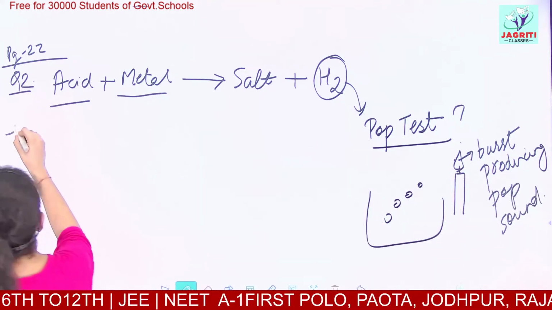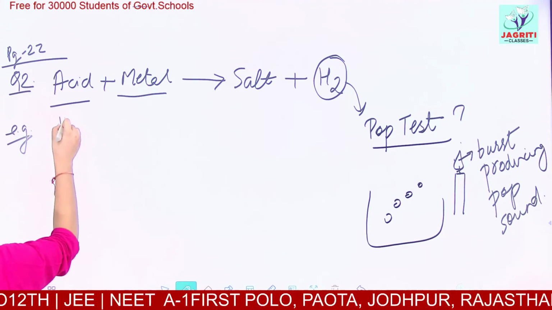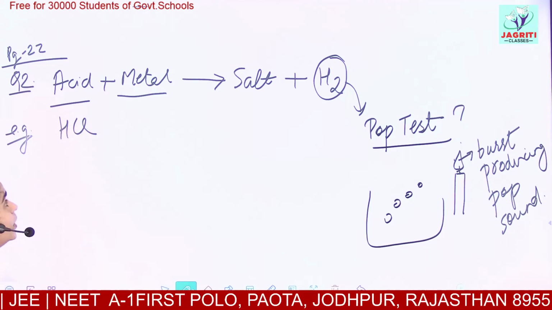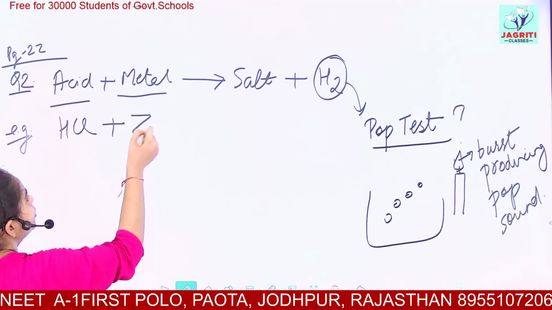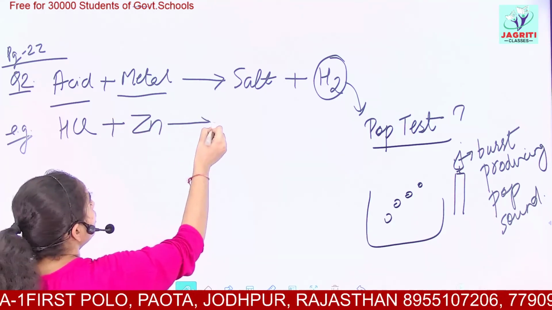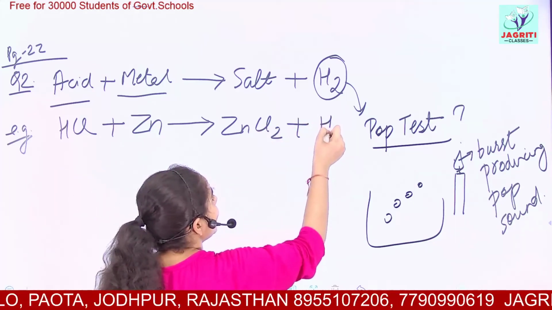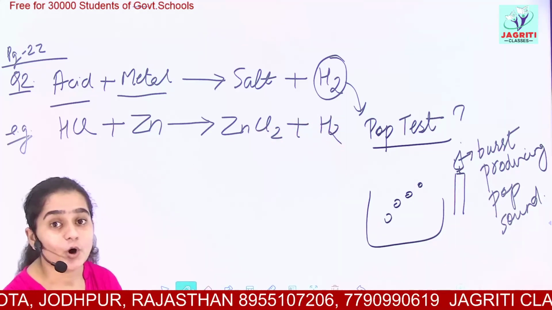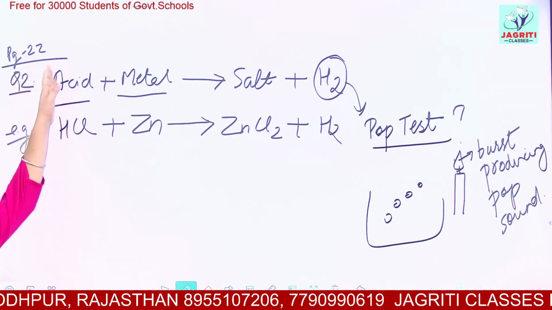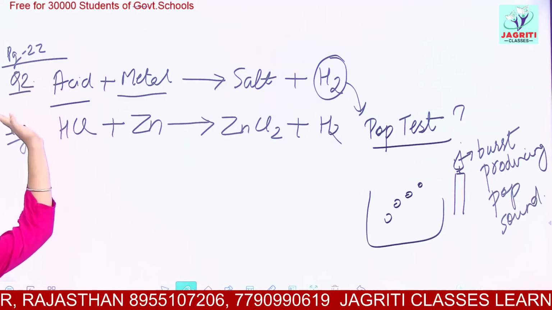Let's say the acid is HCl, that is hydrochloric acid. On reaction with any metal, say zinc, the salt formed is ZnCl2, zinc chloride, and in turn hydrogen gas is evolved. So this was the answer to page number 22, question 2.